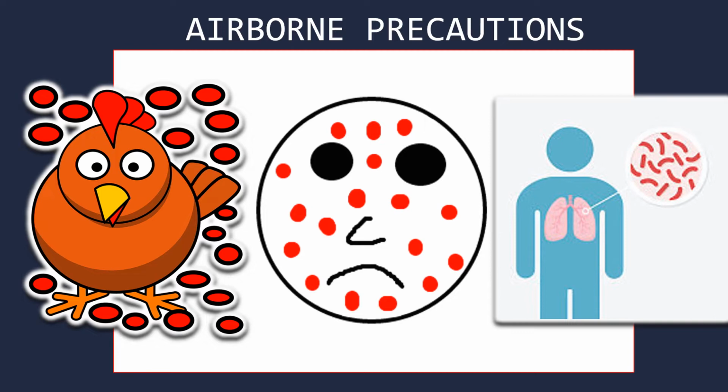Airborne precautions are used if the organism can cause infection over long distances when suspended in the air, such as chickenpox, measles, and tuberculosis.